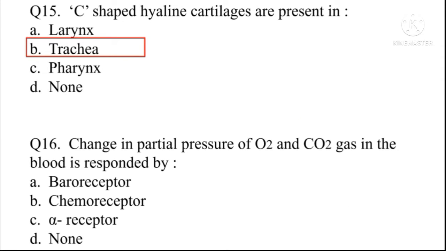Next question is, change in partial pressure of oxygen and carbon dioxide gas in the blood is responded by. Options given are option A, baroreceptor, option B, chemoreceptor, option C, alpha receptor, option D, none. So its correct answer is chemoreceptor, because chemoreceptor senses the changes in carbon dioxide, oxygen and pH of blood, whereas baroreceptor measures blood pressures on arteries and veins and accordingly increases or decreases it.